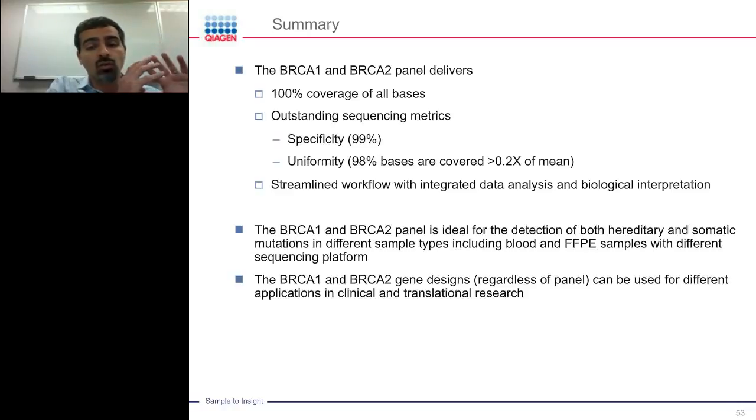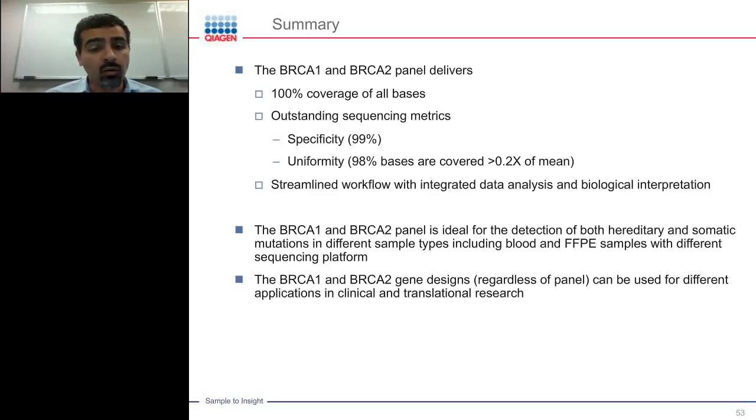So not only do you get to prepare your samples with a high degree of specificity and uniformity, but also you get to analyze the data with powerful tools and biological interpretation as well. The BRCA1 BRCA2 panel is ideal for the detection of both hereditary and somatic mutations. We know that both are important from a cancer perspective, and you can use the same panel for hereditary and somatic mutations, and you can use the same panel for different types of samples, including FFPE samples.